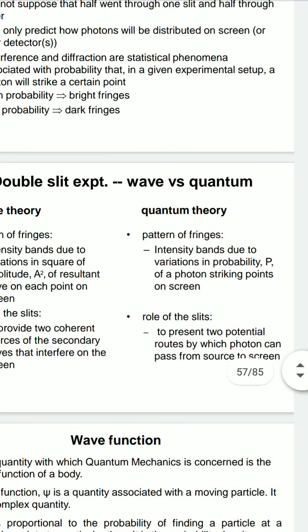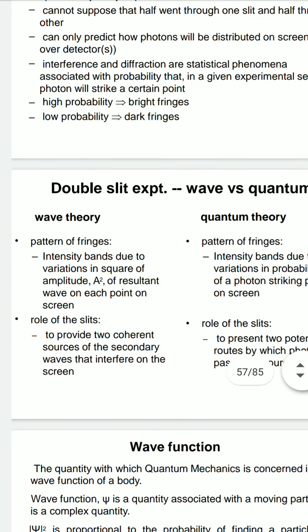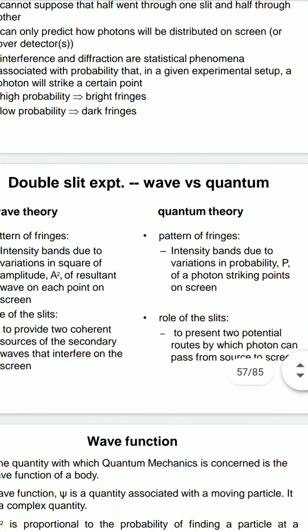But in quantum theory, how is the pattern of fringes explained? It is due to the variation in probability of a photon striking that point on the screen. So a bright fringe means the probability is maximum. A dark area means it has low probability of a photon striking that point. Okay, so that is how the pattern of fringes is explained in quantum mechanics.